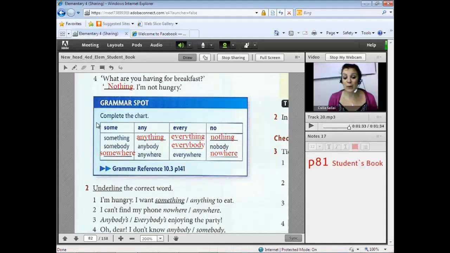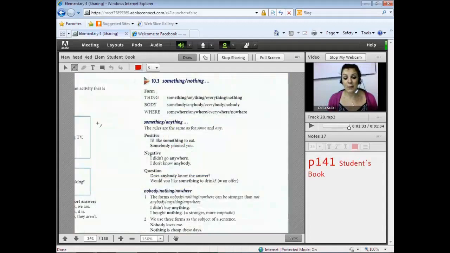Now please go to page 141 in your book. We are going to have a look at the grammar reference again. So look at 10.3 on page 141. Right, there are some rules we need to talk about that will make your job a lot easier when you want to use these words. So the rules are the same as for some and any.